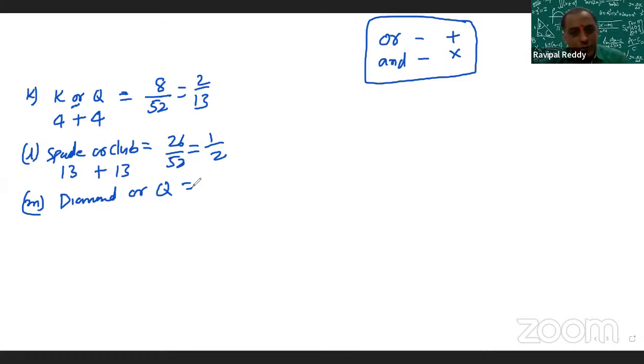17 by 52 is not the right answer. How many diamond cards are there? 13. How many queens are there? 4. So 13 plus 4, 17. But out of 4 queens, already 1 queen is covered in the diamond cards. Therefore, now only 3 queens are there. 4 queens are there in a pack, no doubt, but 1 queen is already covered in diamond cards. Therefore, 13 plus 3, 16 only. 16 by 52 is equal to 4 by 13.